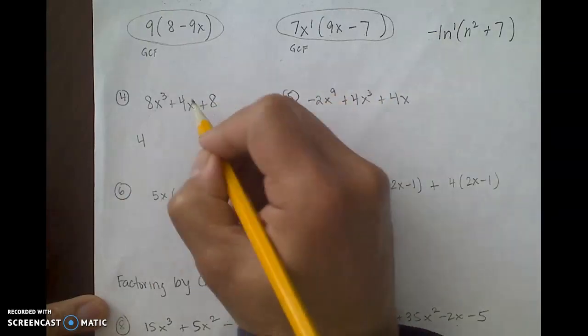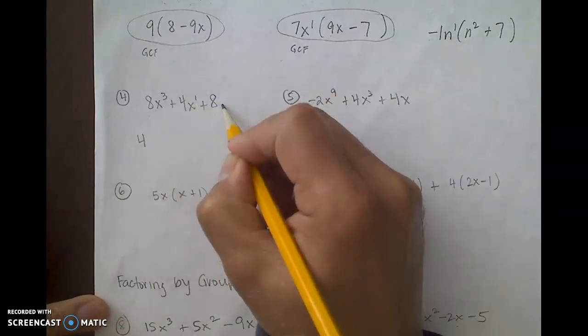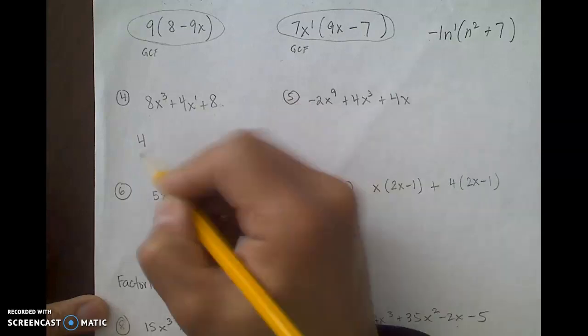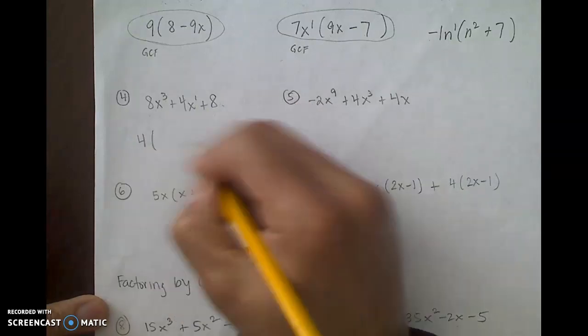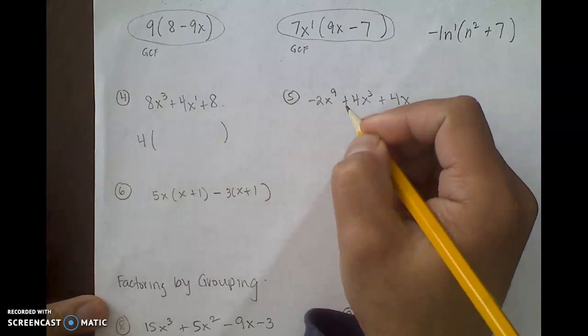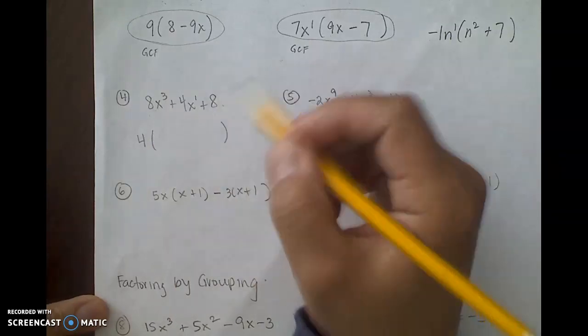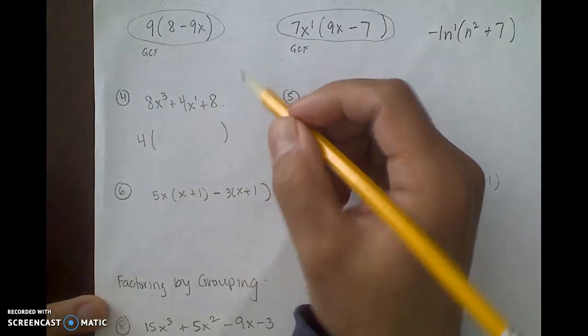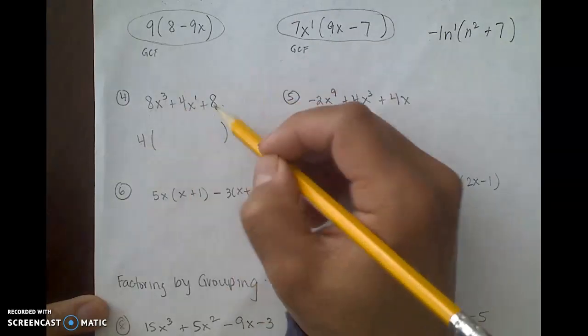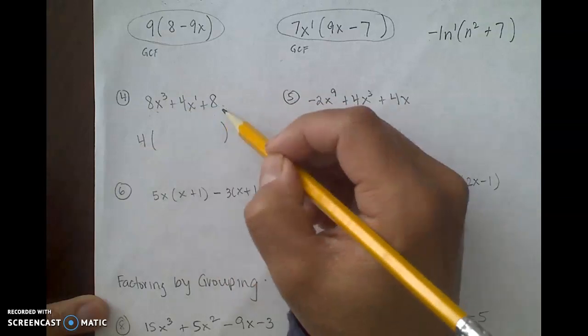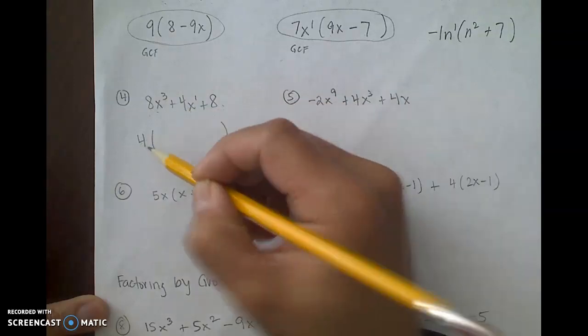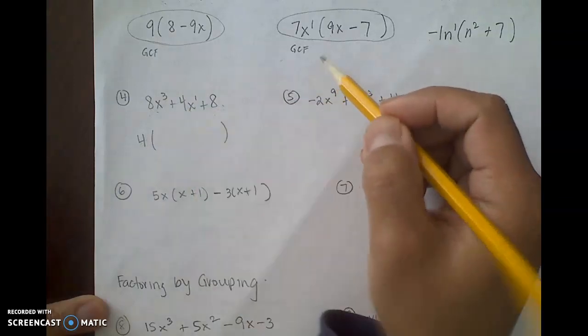This has x cubed. This is x to the first. This doesn't have an x. So therefore, our GCF is not going to have an x. Right? Because this last term does not have one. It's got to be common to all. 4 can go into all of those, but since all of them do not have x's, your GCF is not going to have an x.